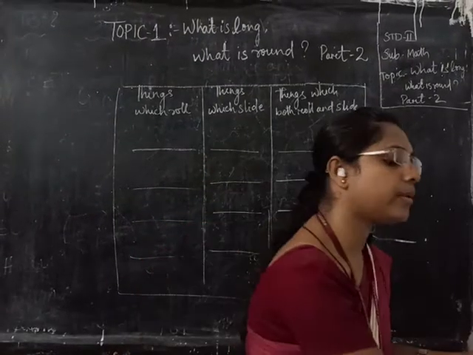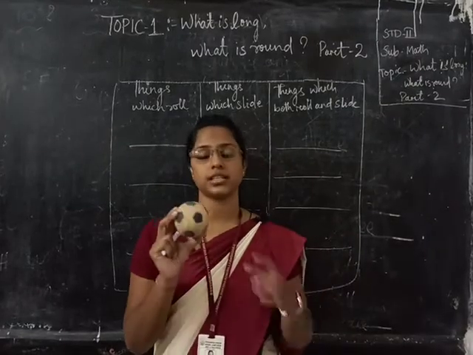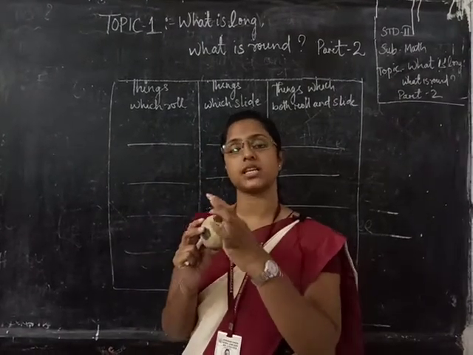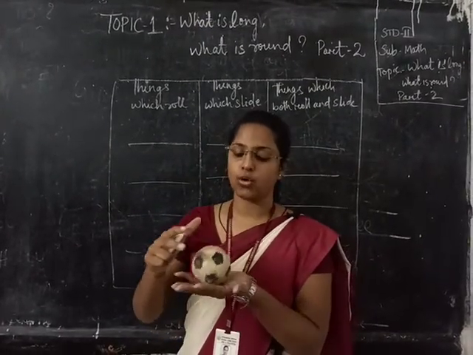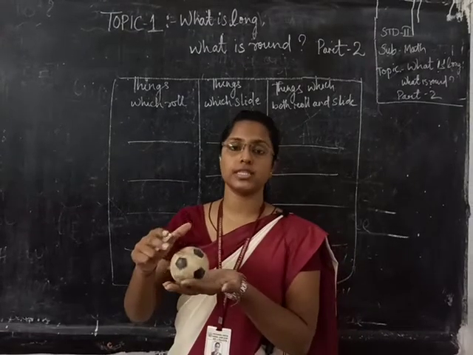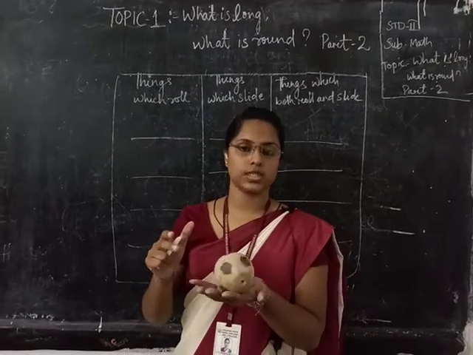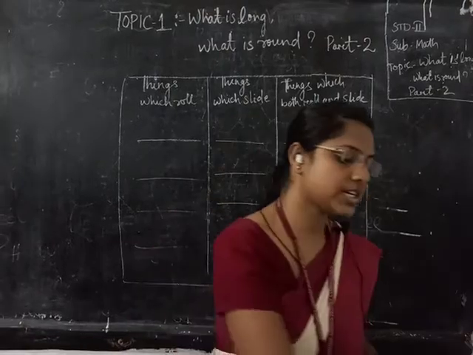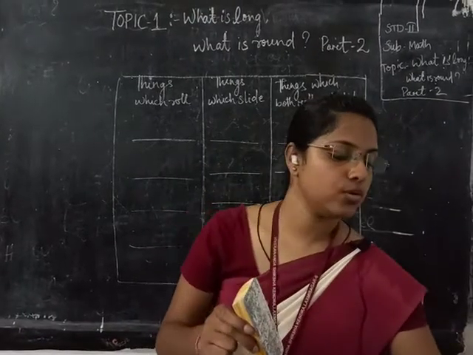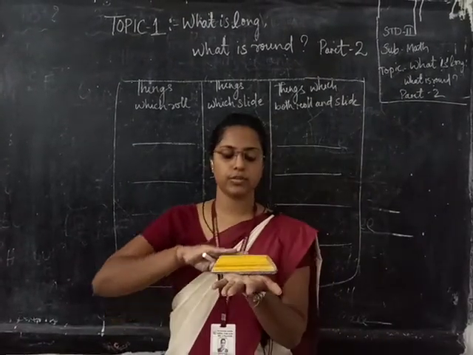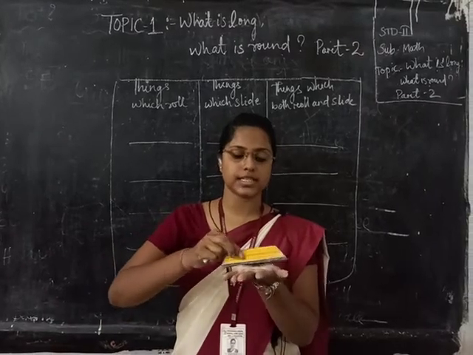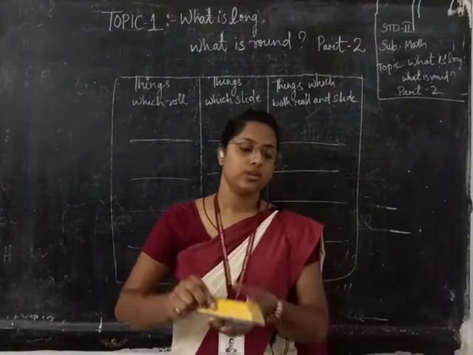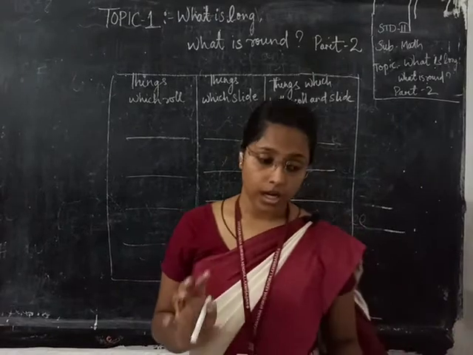Now, the round objects which have a curved surface roll. Okay, it rolls. And the objects which have a flat surface slide. If we push it, it will slide like this. So for rolling and sliding we have completed.